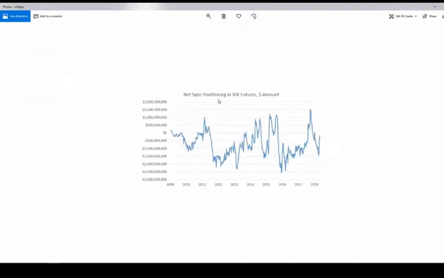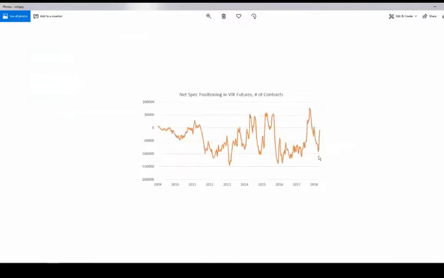This is a pretty important graph. We've got net spec positioning in VIX futures, a dollar amount. And so at their most bearish, they were net short like 1.5 billion. Now they're basically flat. And so if somebody says, hey, everybody's still short VIX, that is not the case. That positioning sort of washed out. That's the number of contracts.